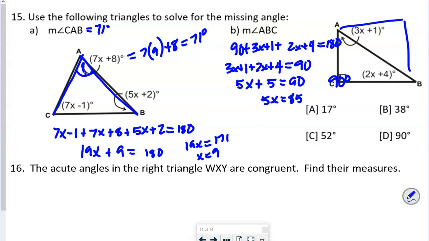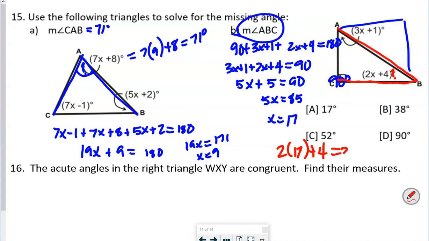Divide both sides by 5, so x is equal to 17, right? Now, again, that's not our answer, y'all. We got to plug the 17 back in because it's asking us for the measure of angle ABC. So the measure of A, B, C, that's the question mark right there. That's the one that we want to find. So we're going to multiply 2 times 17, that's 34, plus 4, that's 38 degrees, okay? So that was why the answer was B.